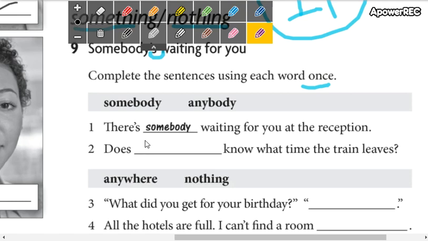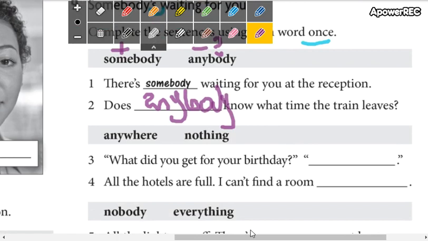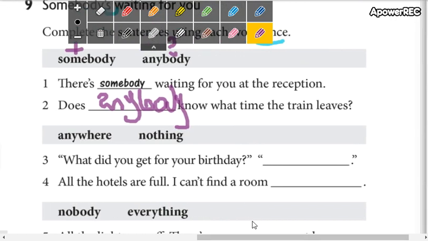Entonces, en la segunda utilizo anybody, porque es pregunta. Recuerden, some, affirmative, any, negative, or question. So, does anybody know what time the train leaves? Anywhere, nothing. Negative sentence. ¿Qué podrán escribir aquí?